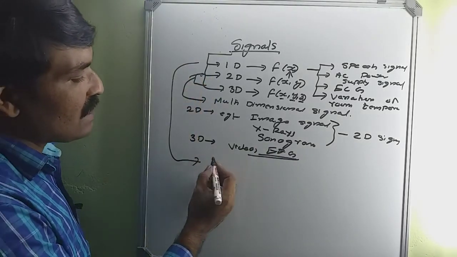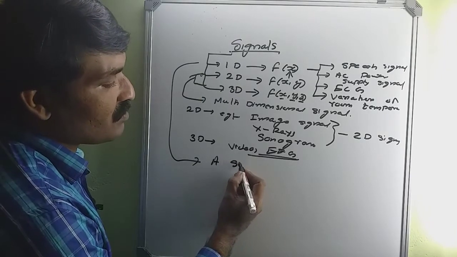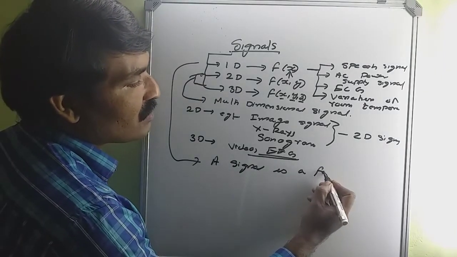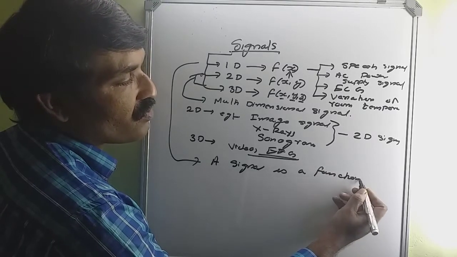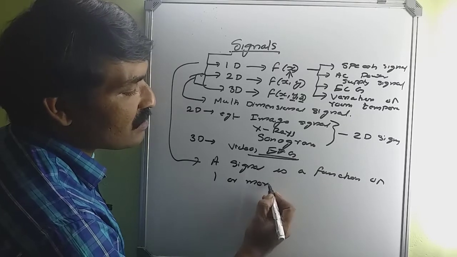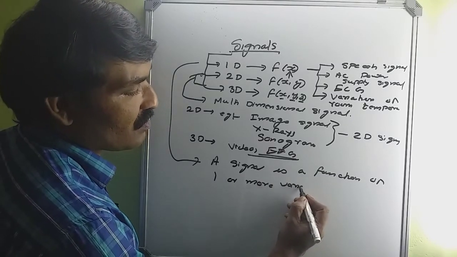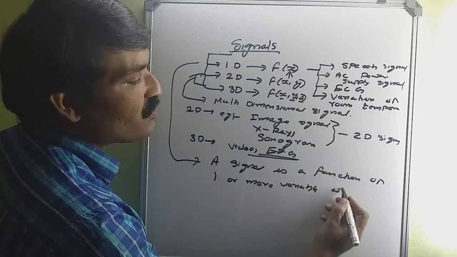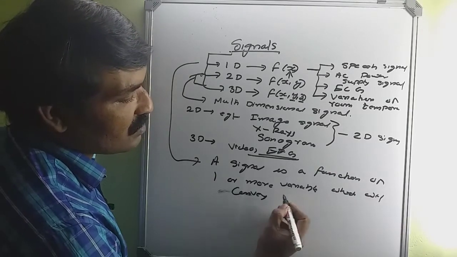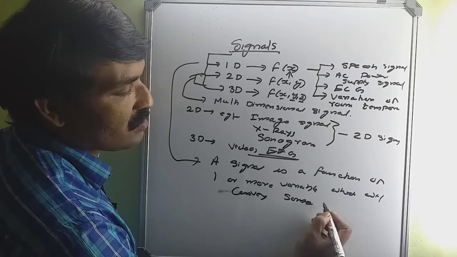Basically, a signal is a function of one or more variables which will convey some information.